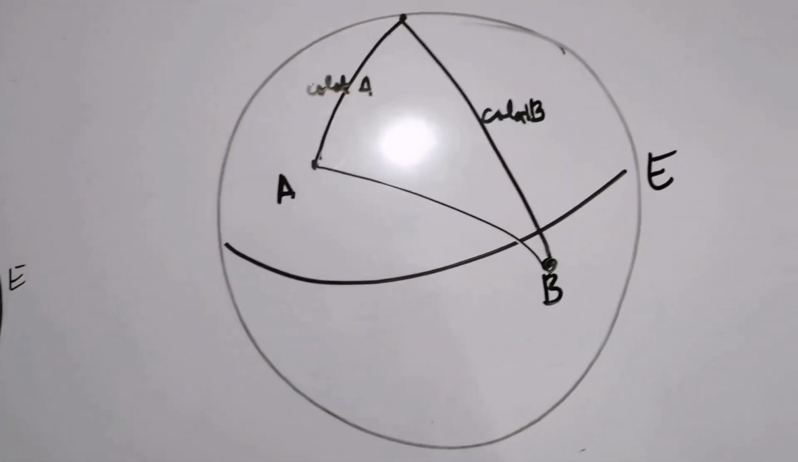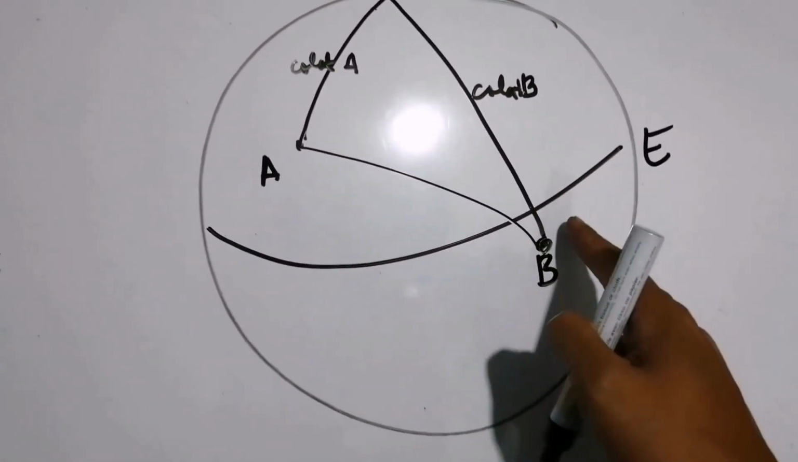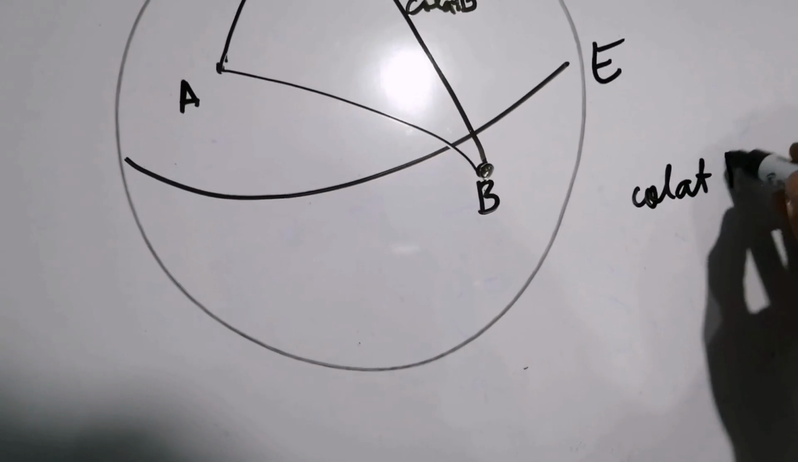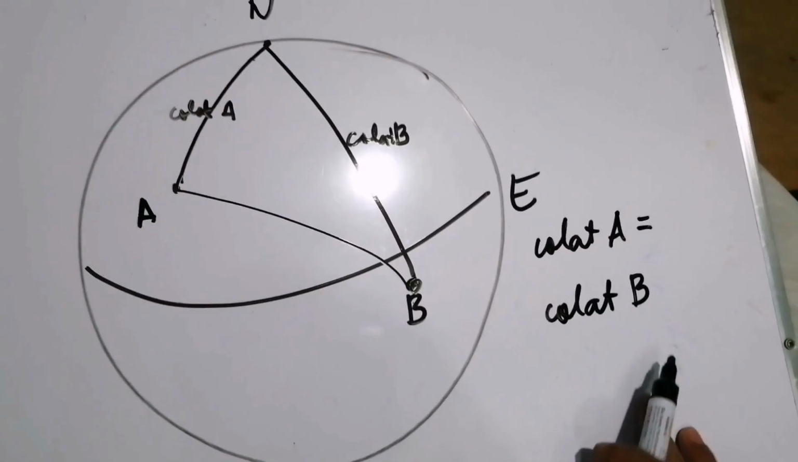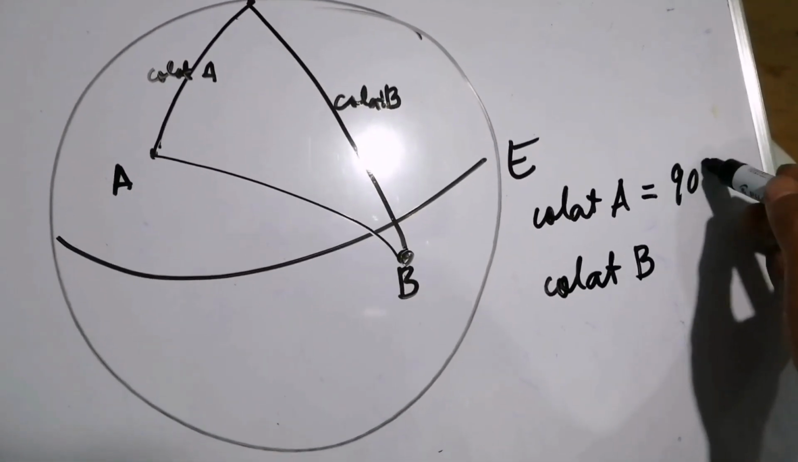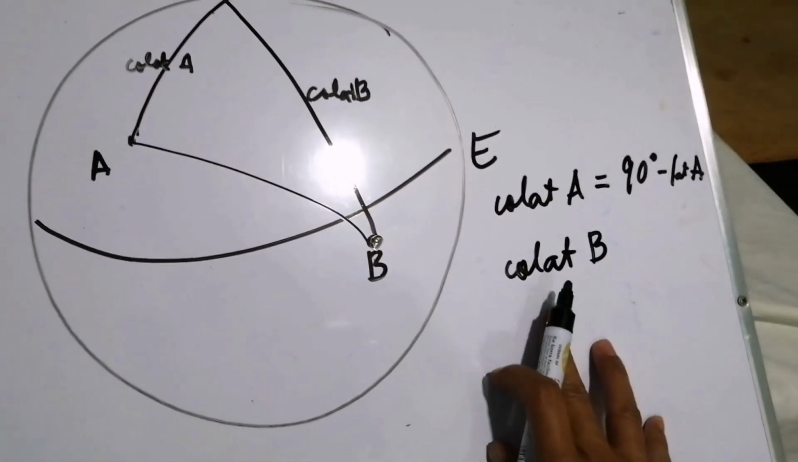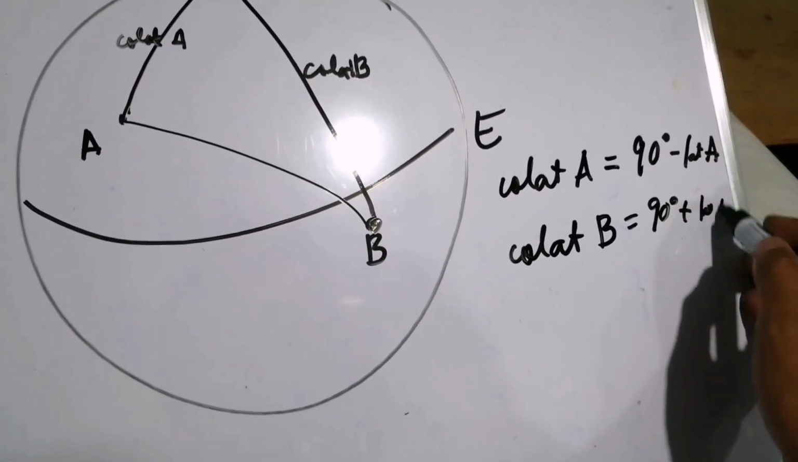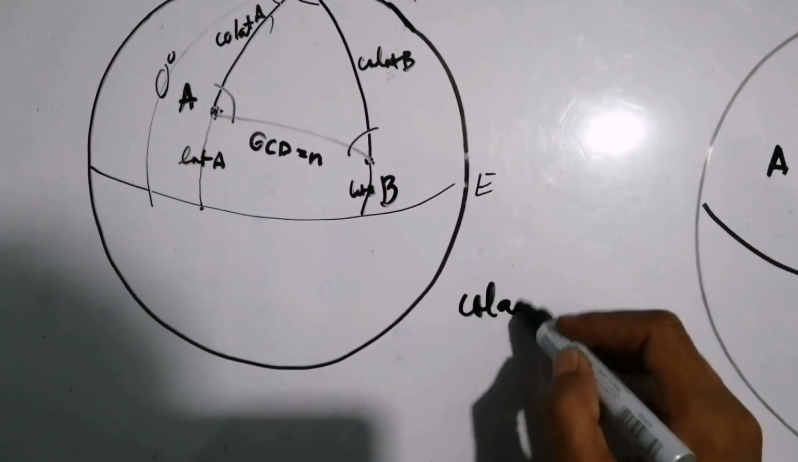In this case, we will have a different variation wherein your colat of B will now be, if we find colat of B and then colat of A: to find colat of A, all we have to do is subtract the latitude of A from 90 degrees. But colat of B, in this case, will be 90 degrees plus the latitude of B.